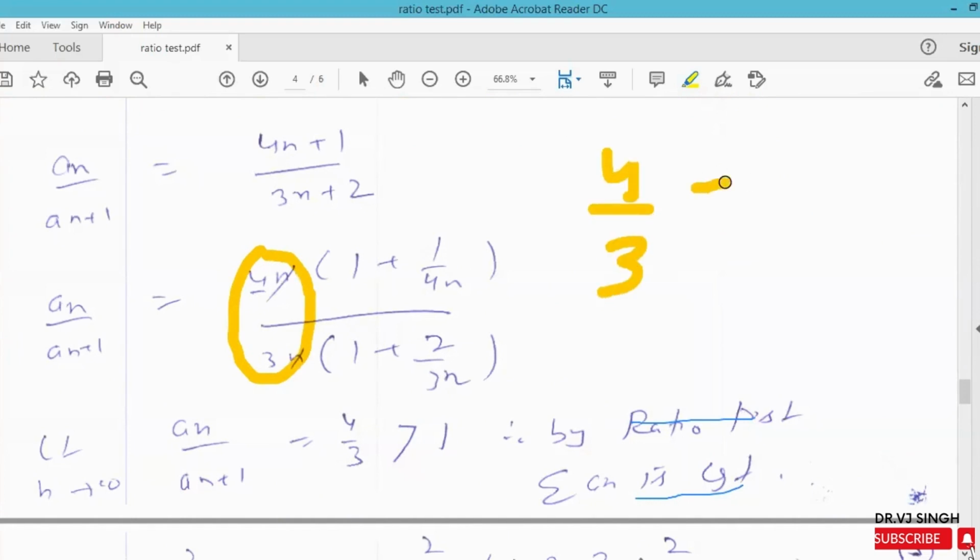Now check, is 4 by 3 greater than 1 or less than 1? 4 by 3 is greater than 1 because it is 1 point something. So therefore by the ratio test, this series is convergent. ठीक है?